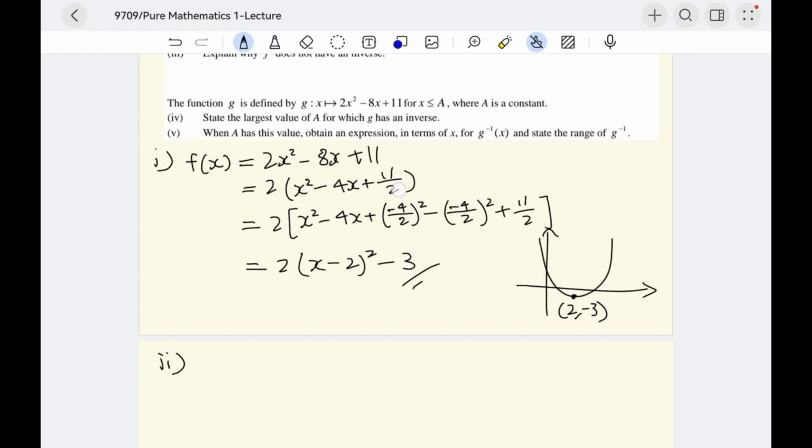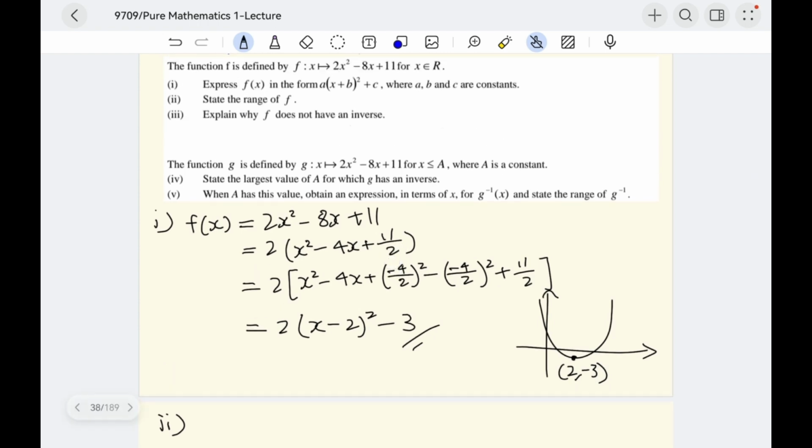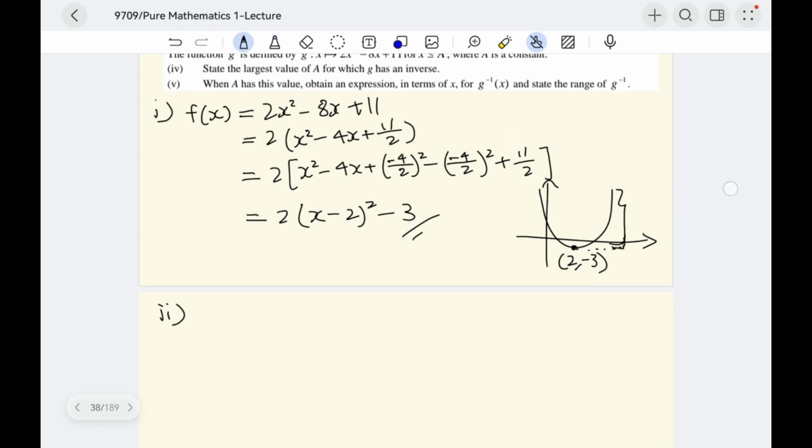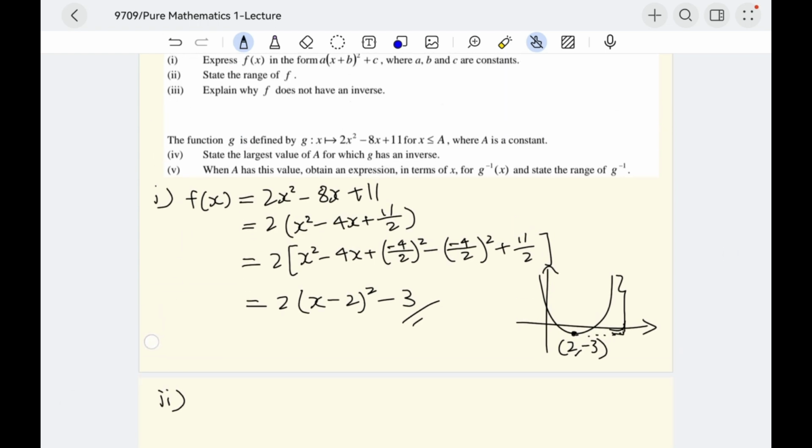And what is the range? The range is the interval defined from the domain. So that means the range of f is greater than or equal to -3, or at least -3. Sorry. This interval above.